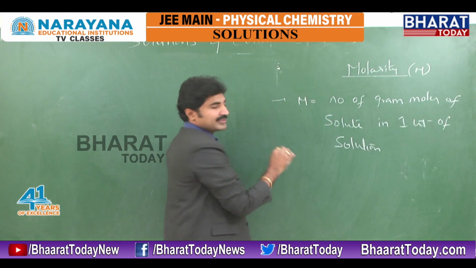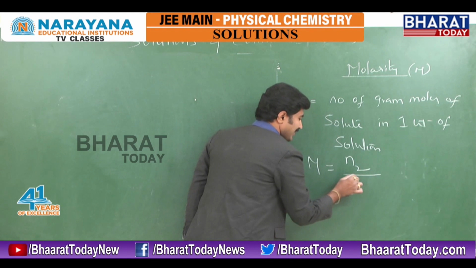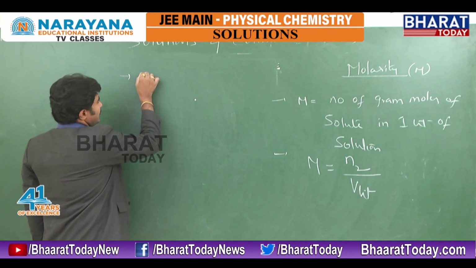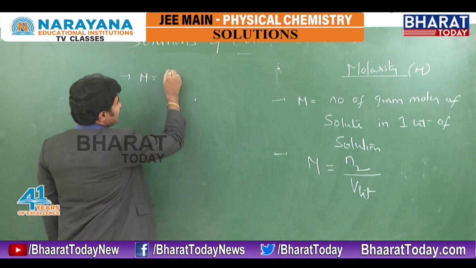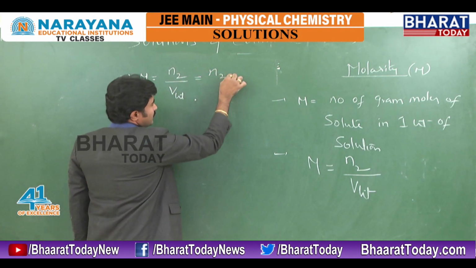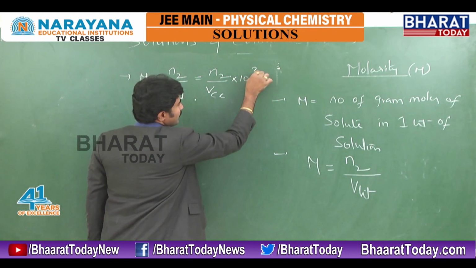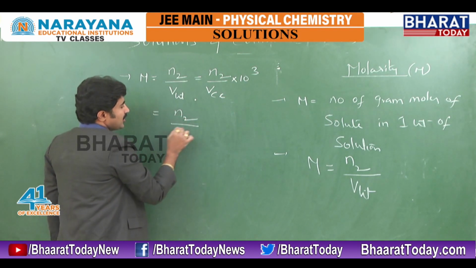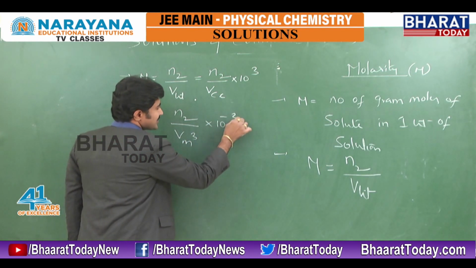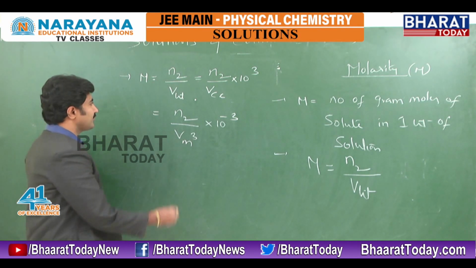How is molarity expressed mathematically? Molarity is equal to the number of moles of solute N2 by the volume of the solution in liters. But this is also expressed in a different format in terms of moles and volume: number of moles of solute by volume of solution in cc into 10 cube, or if you convert volume to cubic meter, number of moles of solute by volume in cubic meter into 10 power minus 3. But we know number of moles is equal to weight by gram molecular weight of the solute.